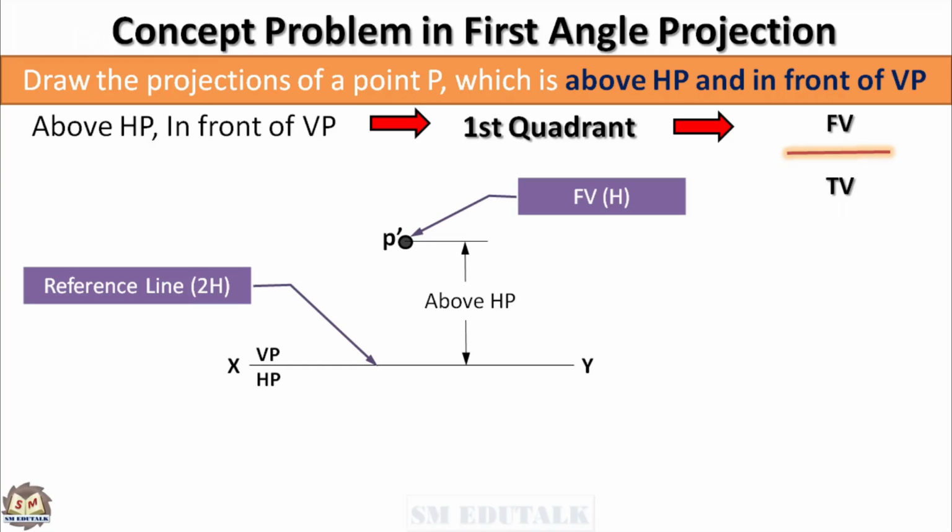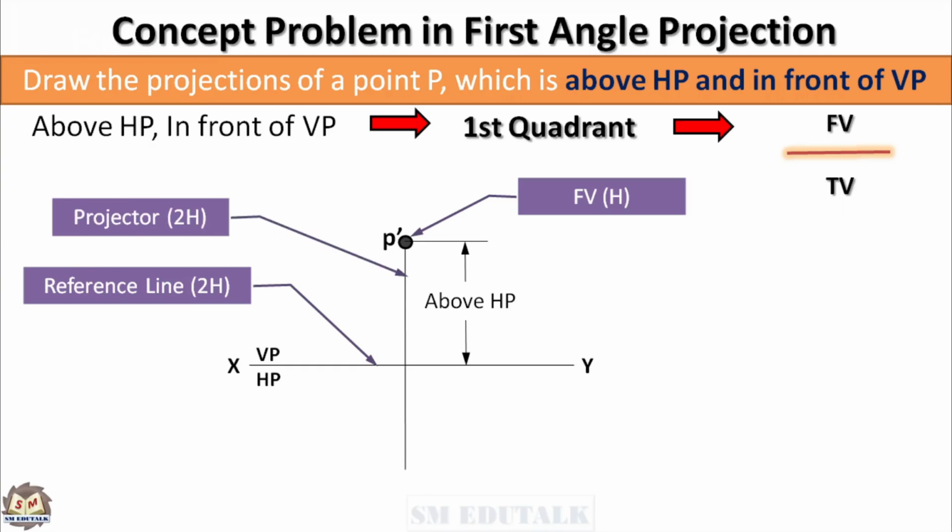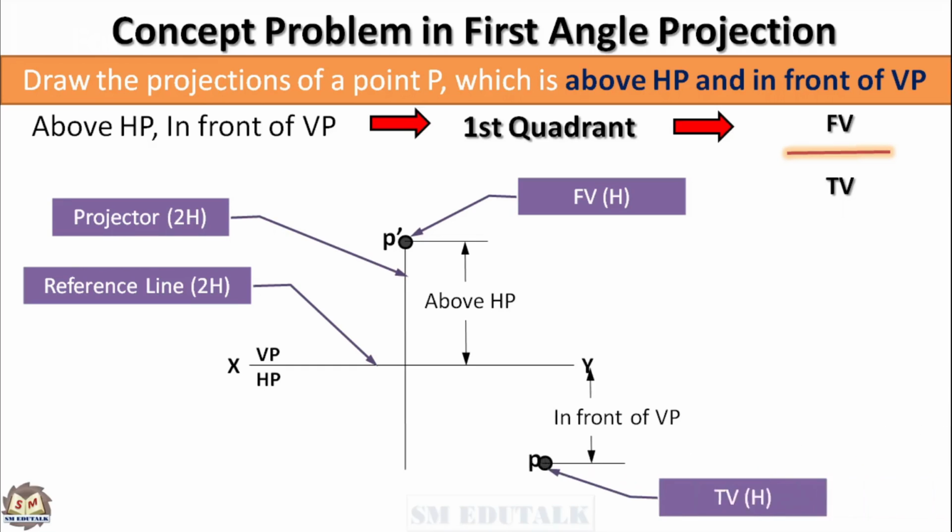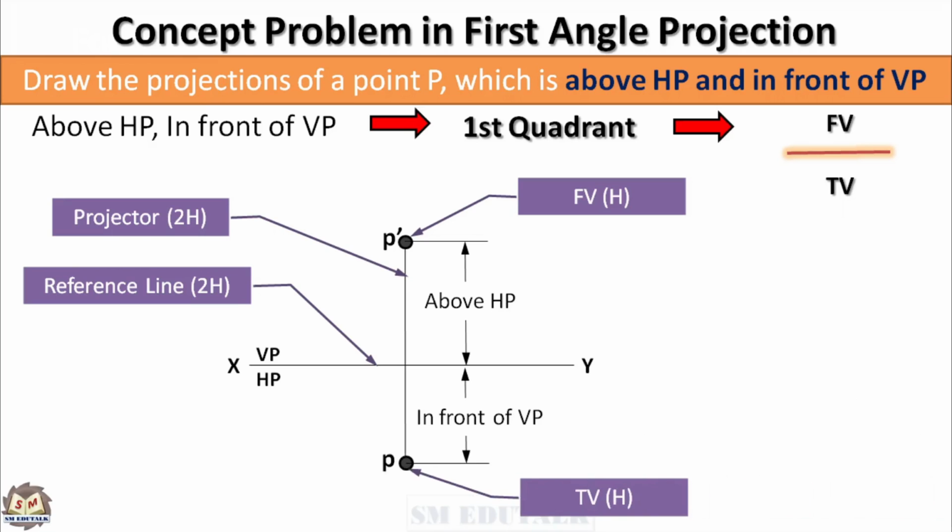The front view has finished. For drawing the top view, project the front view P dash to a place below the XY line vertically. This line is called a projector. It should be a thin line drawn by a 2H pencil. Use the in front of VP condition to mark the top view P on the projector.